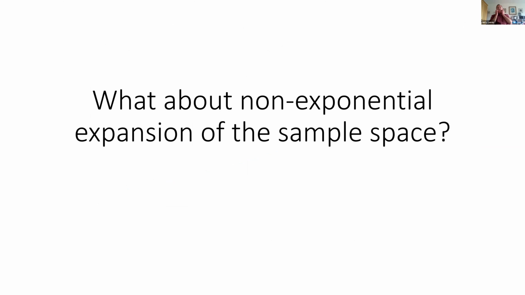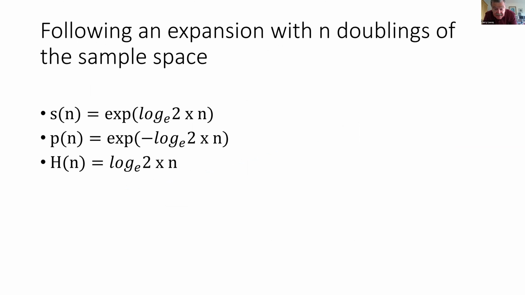Okay, so moving on. So that's exponential. So what about non-exponential expansions? As I said, this is the basic structure of the expansionary process, where it's related to n, where n is the number of doublings of the sampling space. There's the size of the sampling space, there's the probability, and there's the information entropy.